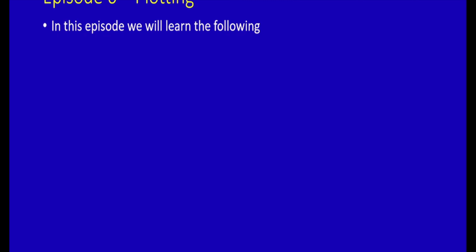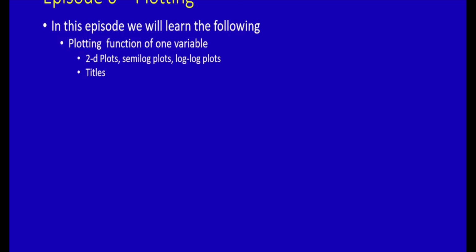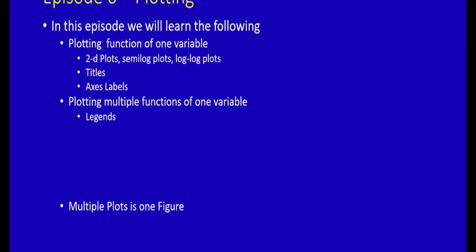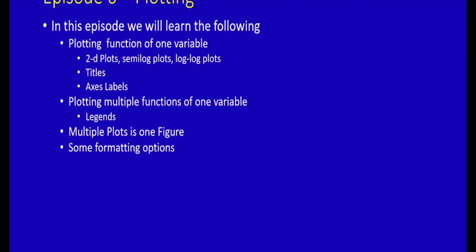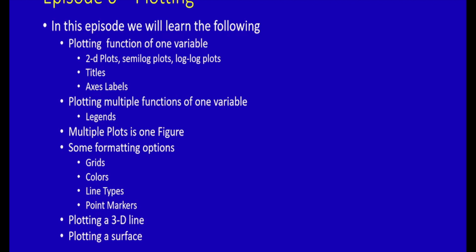In this episode, we'll learn plotting the function of one variable. 2D plots, which can be semilogx plots, loglog plots, or just linear plots, titles, axis labels, how you do multiple functions of one variable with legends, some things on how to format your plots like grids and colors and lines and points. We're going to talk about how you can plot a 3D line in space and how you plot a surface. These are all ways you might present data from either a simulation or an analysis.